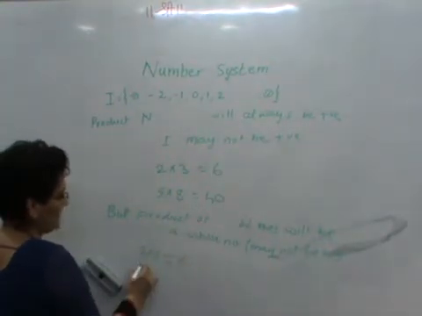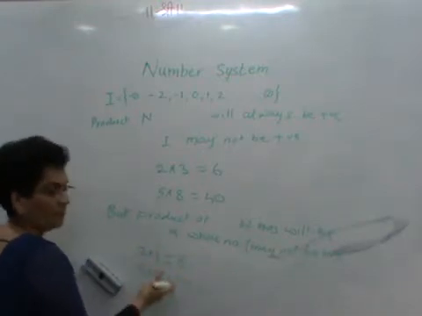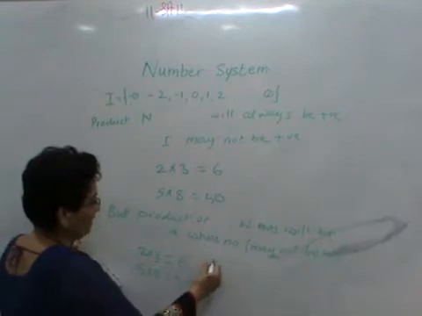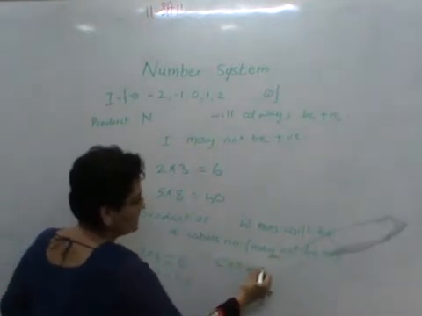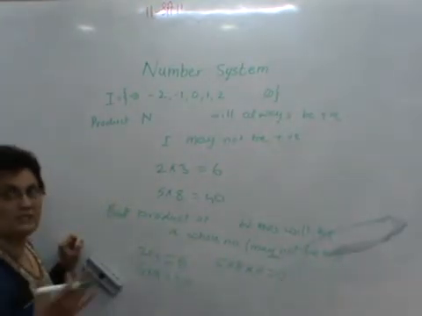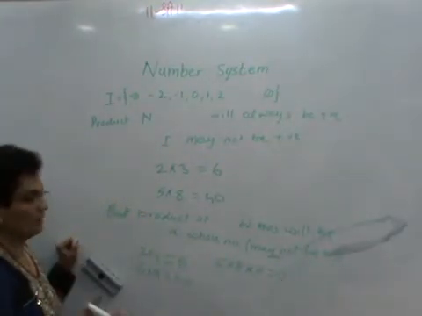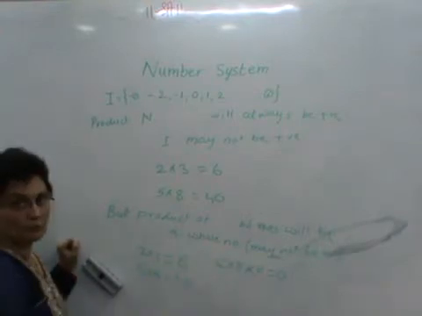So it will be 6. 5 and 8 will be 40. It will be a whole number. But 5 into 8 into 0, the product will be 0. 0 is neither positive nor negative. So it's a whole number, but it may not be positive.